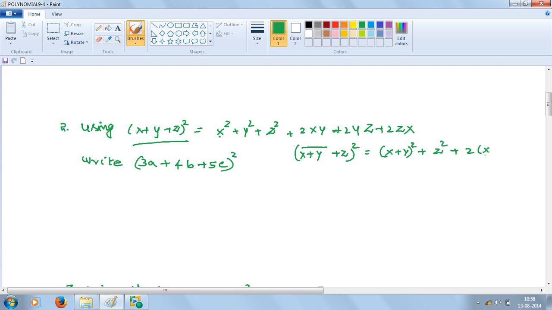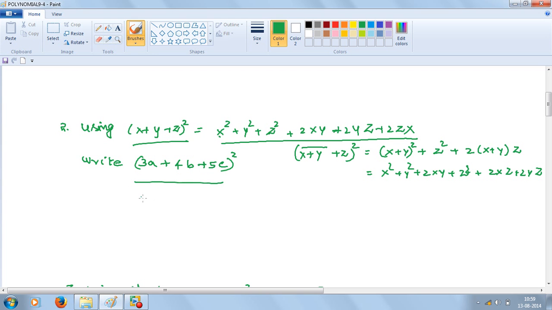What is 2ab? 2 multiplied by a, which is x plus y. So again we have to expand the second term. x plus y whole square gives x square plus y square plus 2xy. Here is z square. Here if we multiply, plus 2xz or plus 2yz, we can just rewrite in this form. So x plus y plus z whole square is equal to x square plus y square plus z square plus 2xy plus 2yz plus 2zx. So using the standard equation, we will now try to expand the equation given.